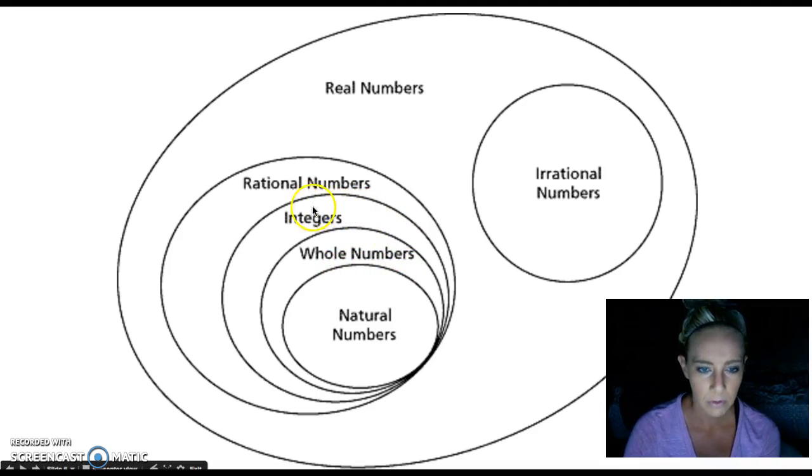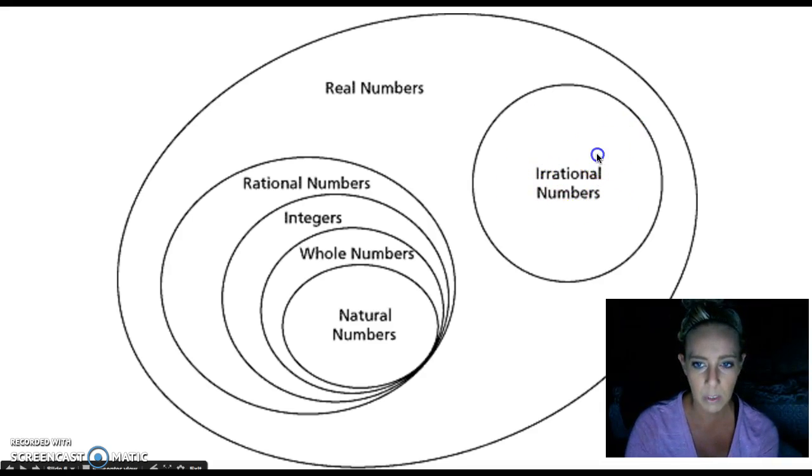Then we go a little bit further out, we have integers, which are all of your positive whole numbers, and this is when you start with your negative numbers as well. So it's all of your negative numbers and all of your positive numbers, and 0. Then all of your rational numbers are numbers that you can write as a fraction or a decimal. Then hanging out over here, we have something called irrational numbers.